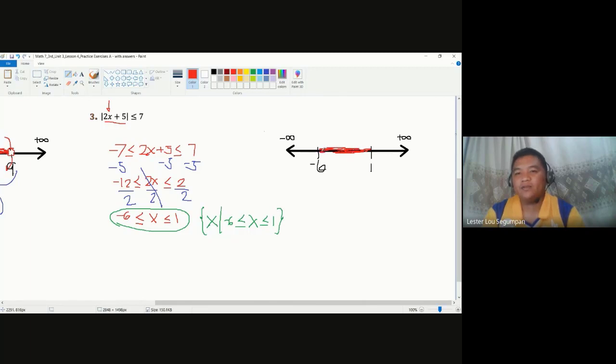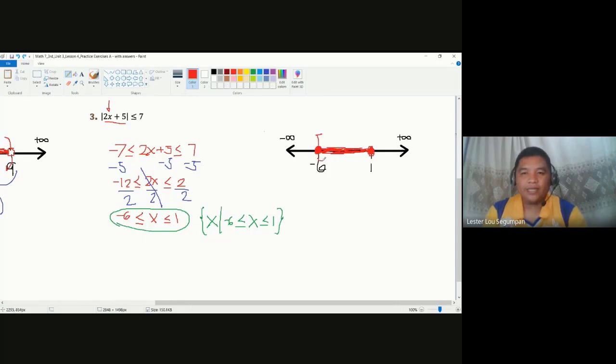I might not be able to shade everything here, so just bear with me. Negative 6, we have equality here. Negative 6 times 2 is negative 12, plus 5 is negative 7. The absolute value of negative 7 is positive 7, though not less than this. Since we have equality here, 7 is equal to 7. That would mean negative 6 is included. We close it here. We already tried 1 earlier and we found out it's really included. Complete this with a bracket.